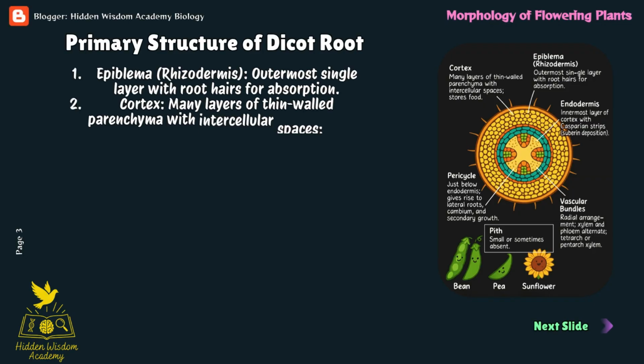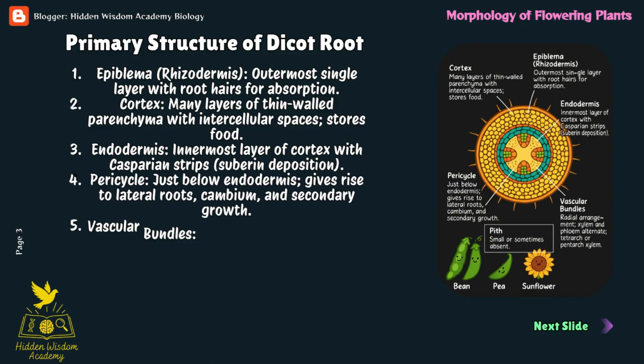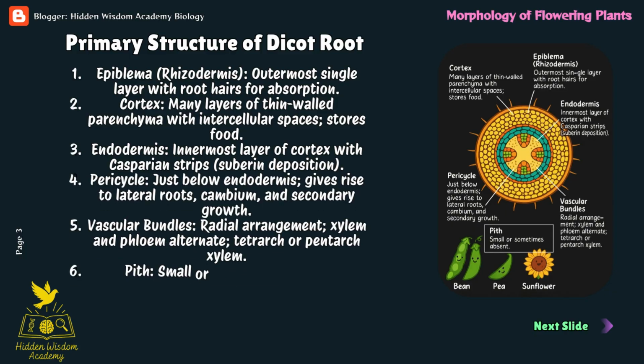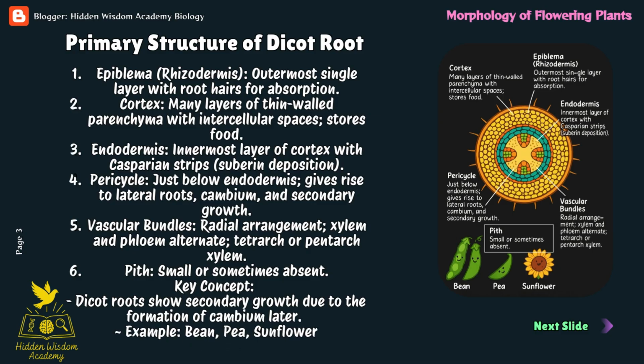Now let's look at the primary structure of a dicot root. The outermost layer is the epiblema or rhizodermis, with root hairs that absorb water and minerals. Below it is the cortex, made of parenchyma cells that store food. The innermost layer of the cortex is the endodermis, with Casparian strips that control the movement of water and minerals. Inside the endodermis is the pericycle, which helps form lateral roots and cambium for secondary growth.